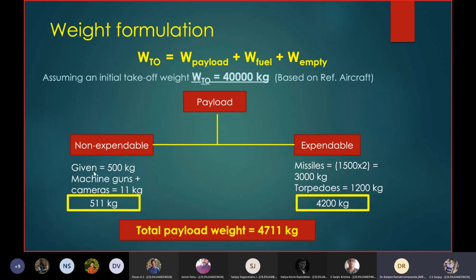And the payload of 500 kg was given to us, which includes the crew and the cargo. Then we are going to carry some cameras, since it is going to do the surveillance job also, to find out the enemy aircraft. Although the weight of the cameras is negligible, machine guns and cameras put together are around 11 kg. And this is the non-expendable 511 kg, and the total payload weight comes out to be 4711 kg.